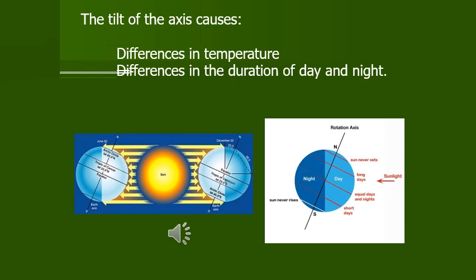Here, two pictures were given to you. You can observe the pictures here. One side you can see the light, the other side it will be dark. So wherever the sunlight is reaching, that area is called day. Wherever the sunlight is not reaching, that area is called night.